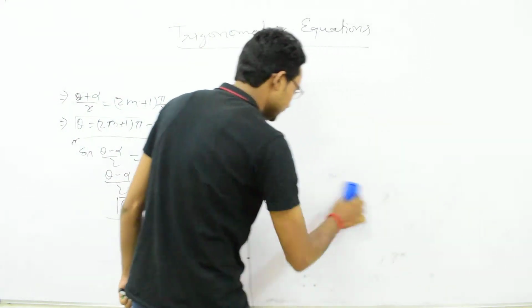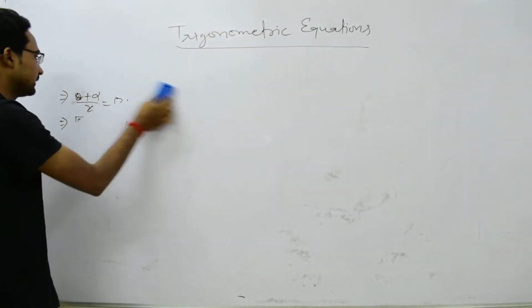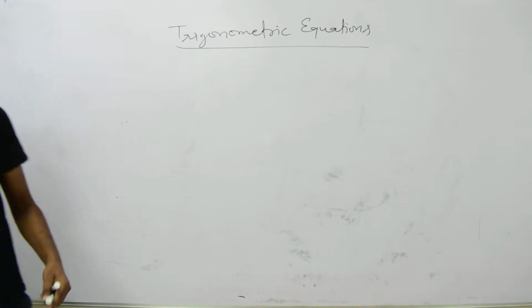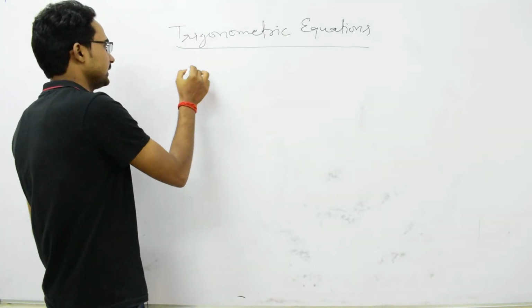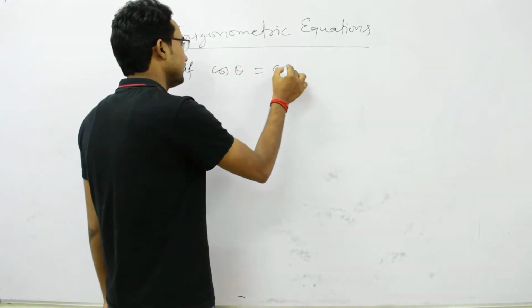Cos theta equal to cos alpha. So, how can you find a general solution of cos theta equal to cos alpha? Let us see here, again we have to use the formula cos C minus cos D. So, we have to write here, if cos theta equal to cos alpha.